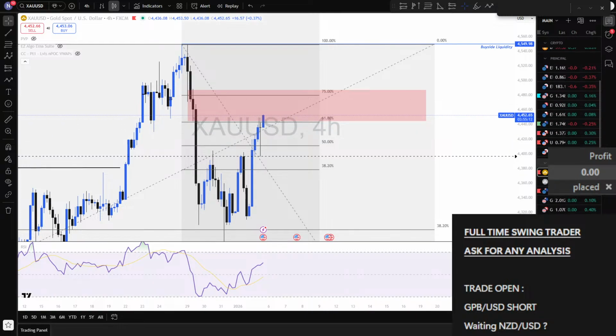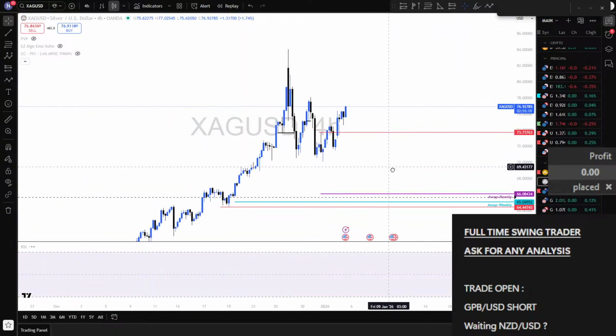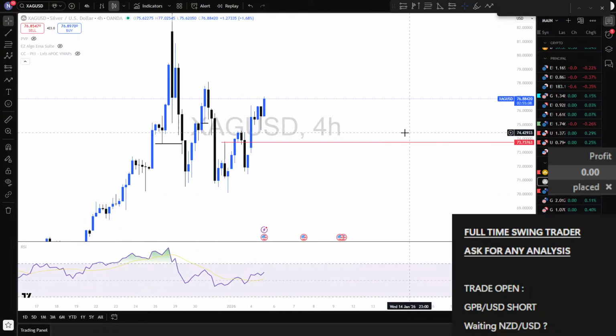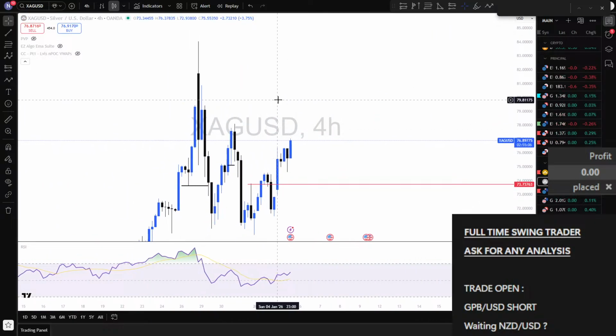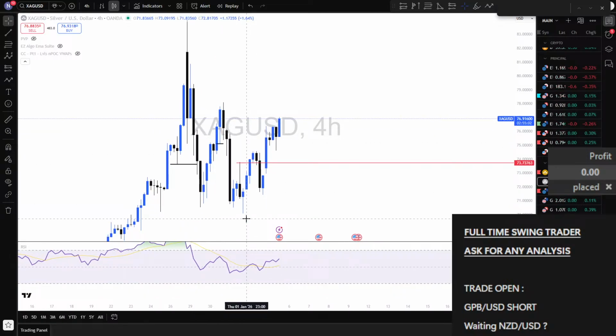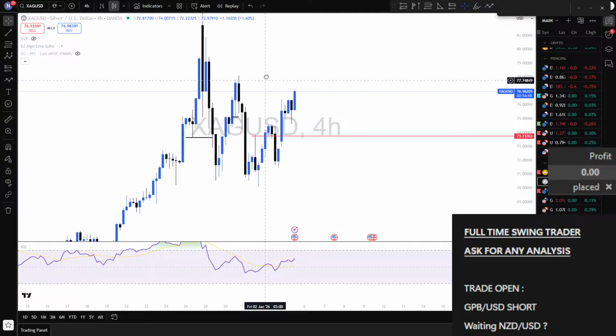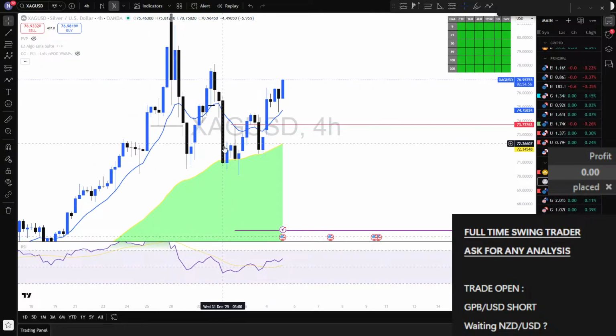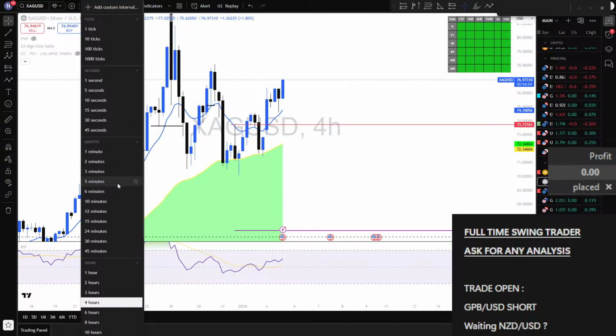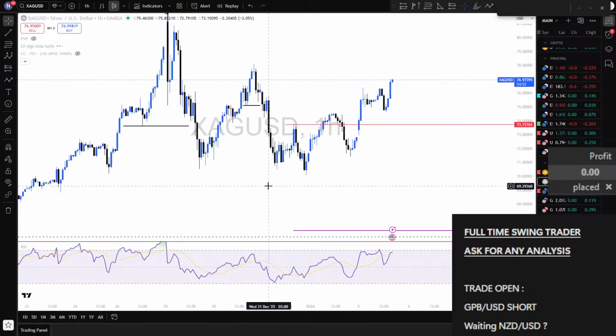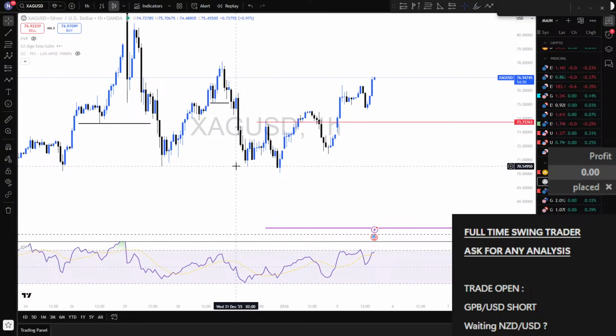Divergence also in silver, you mean? Which one? Ah, this one, you mean? I know this was not a bad trade to take. This one.